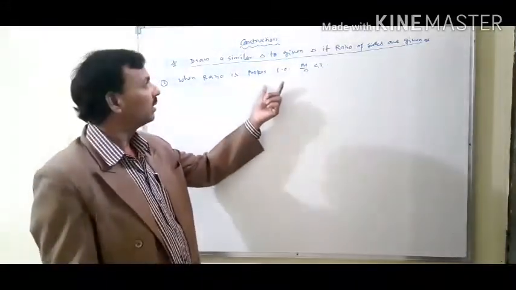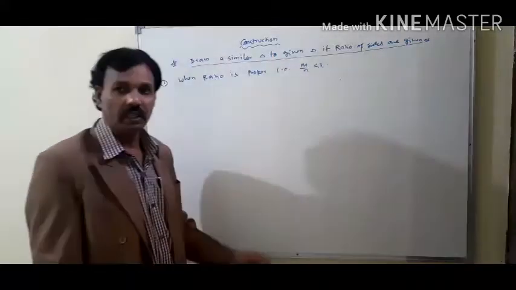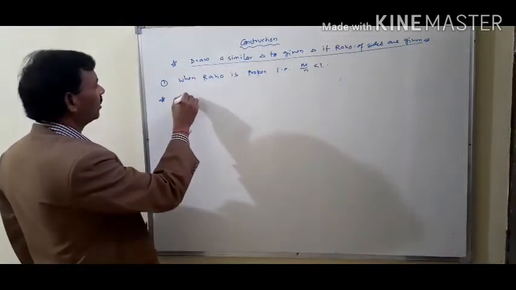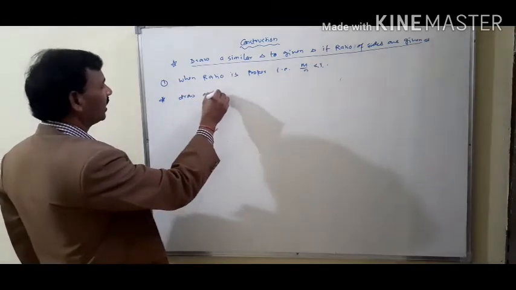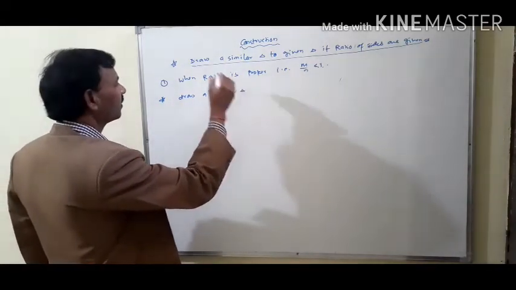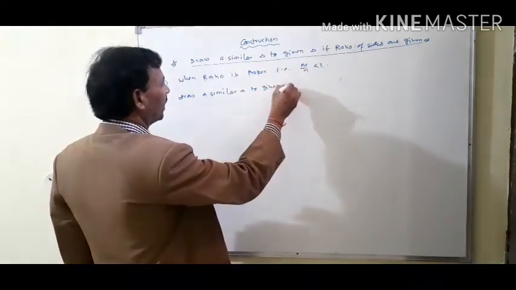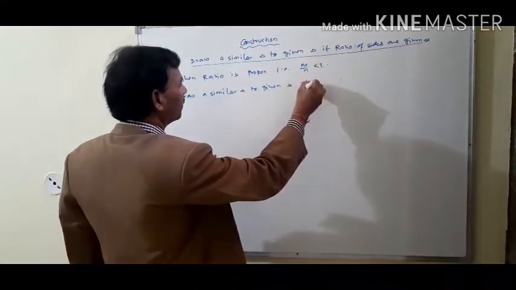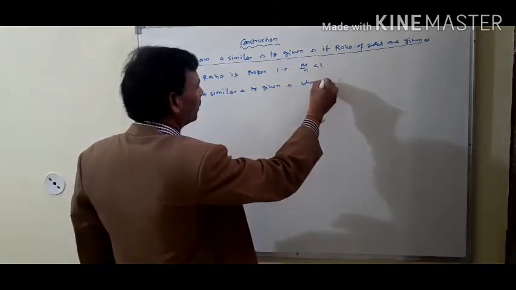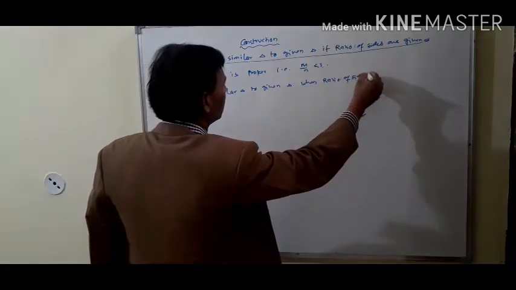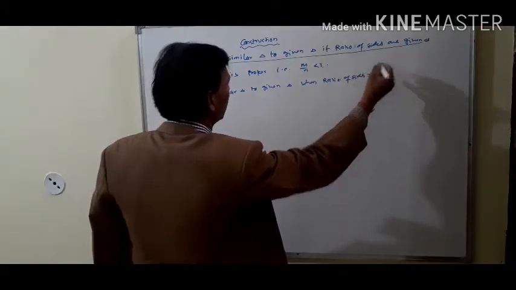To understand this, we take one question. Question: draw a similar triangle to the given triangle when the ratio of sides is equal to 3 upon 5.